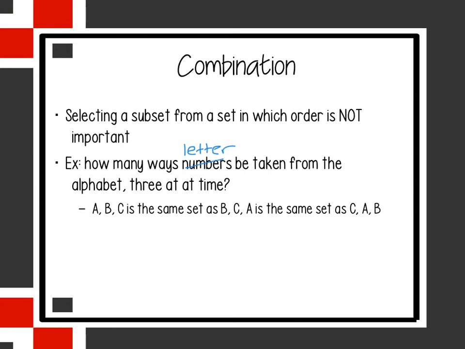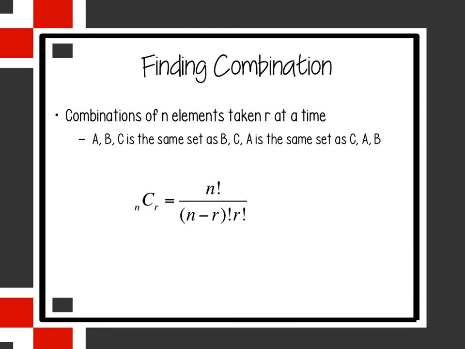So in this case, it would be something like, how many ways can letters be taken from the alphabet 3 at a time? So if I pull A, B, C, it's the same. I count it once instead of counting A, B, C once, B, C, A once, C, A, B once. Those would all just be one option. The equation is this, and hopefully this looks familiar. What do we use that for? To find the coefficient. So it's the same formula.